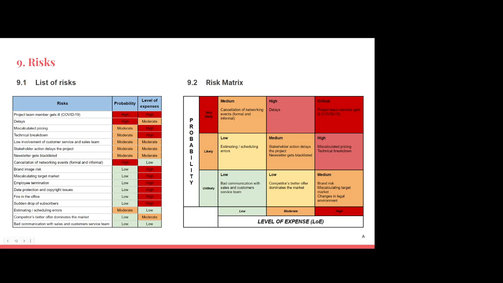For the risks, we analyzed the risks by writing them in a list where we marked the probability and the level of expense with high, moderate, and low, according to how probable it is that it will occur, and how high the level of expenses. According to that, we filled out our risk matrix, and for the action plan, for the detailed actions of what we are going to do for the risks, you can see it in our project documentation.